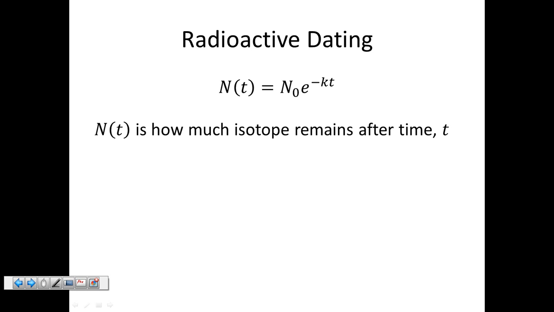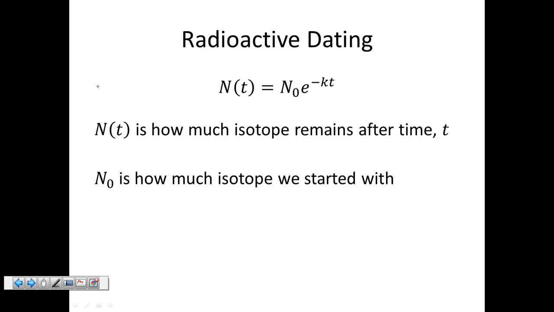N of T, this is not N times T, it's N of T, is how much isotope is remaining after time T. N naught, that's actually an N with a little 0 after it, is how much isotope we started with. Now this is usually a comparison between the N of T and the N naught. We usually don't know how much was in a sample, but we know it was a certain percentage.